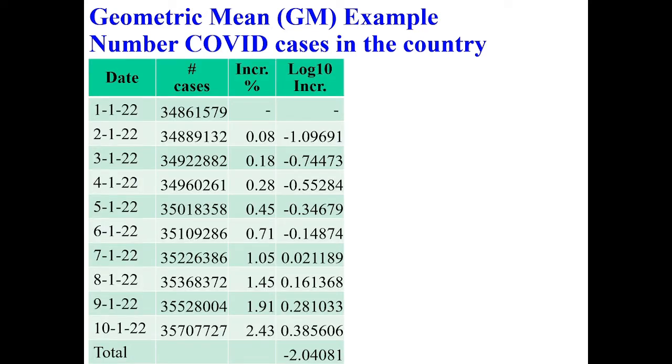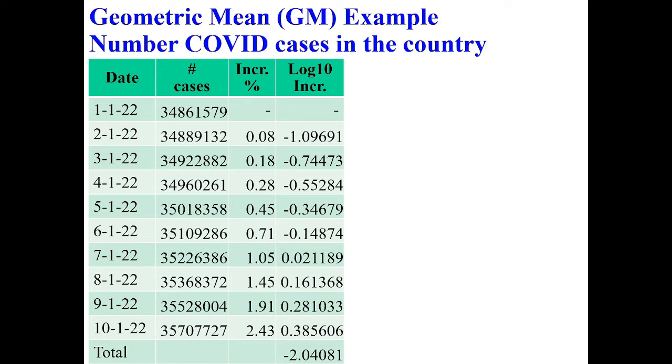Let's see another example of geometric mean calculation. To be current, let us take the number of COVID cases seen in the country. This is on January 1st of 2022. We had 3,48,61,579 cases, which increased to 3,57,07,727 cases on January 10th.